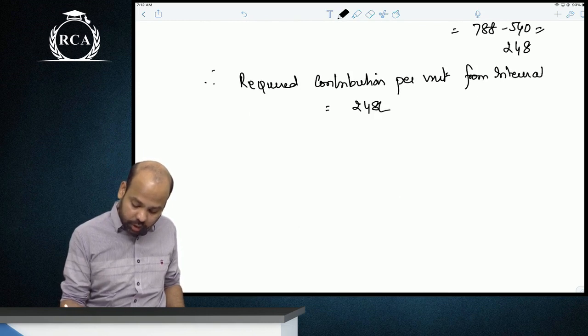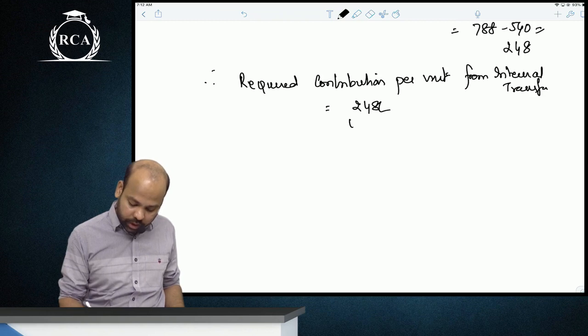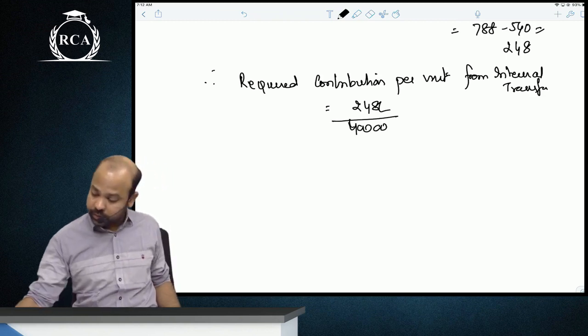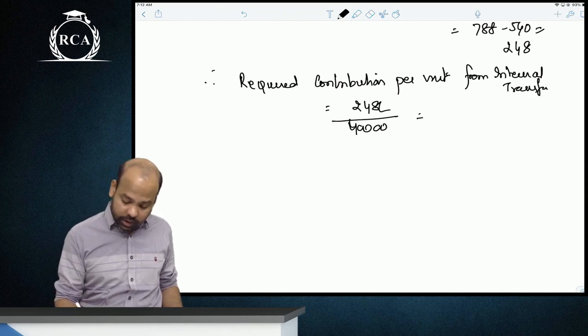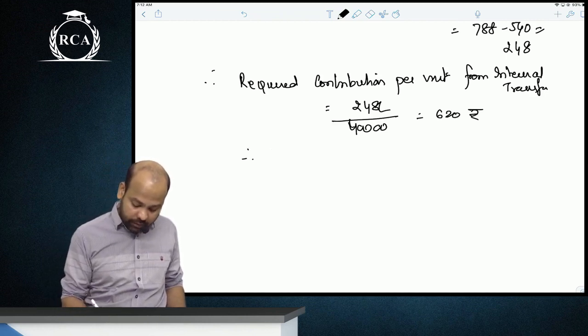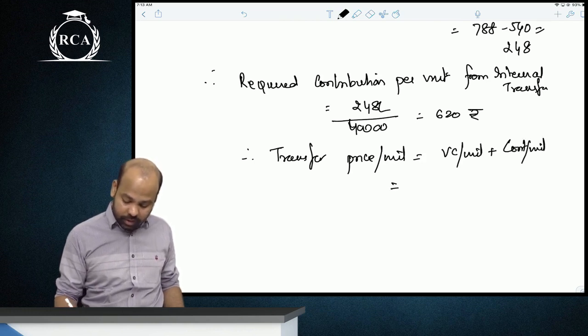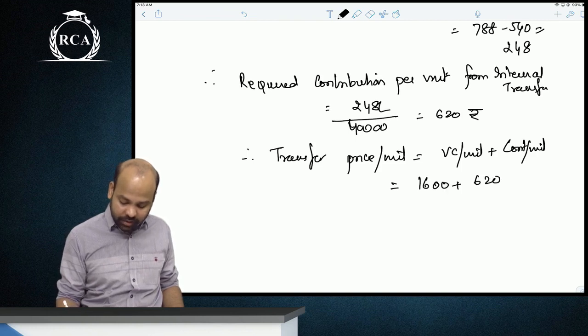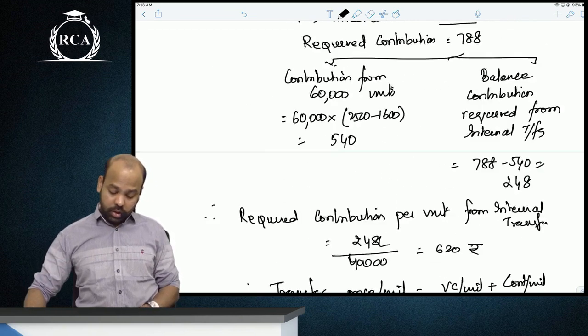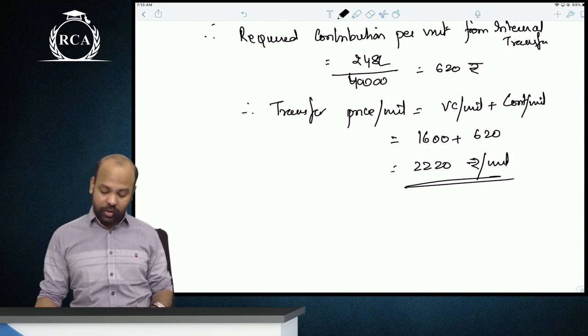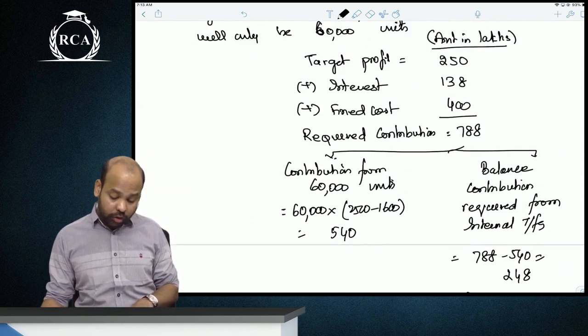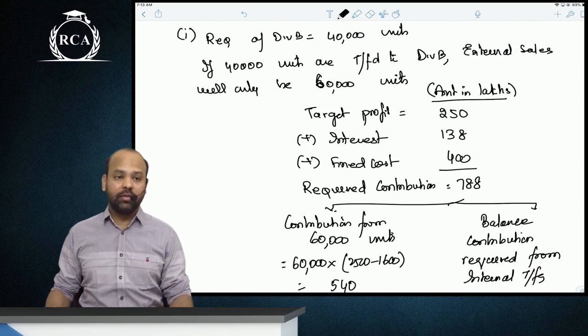Required contribution per unit from internal transfers would be 248 lakhs divided by 40,000 units, which is 620 rupees. Therefore, your transfer price per unit would be your variable cost per unit plus the contribution per unit. Variable cost is 1,600. Contribution that we need is 620. So you should be transferring at 2,220 rupees per unit. If you transfer at 2,220 rupees per unit, you would be meeting your internal profit target of 250 lakhs. Understood?